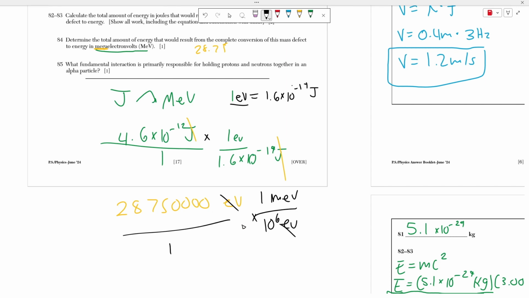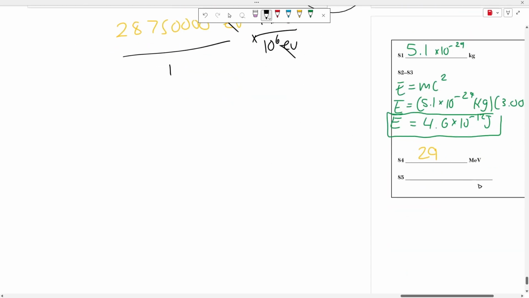And then finally, number 58 asks, what fundamental interaction is primarily responsible for holding protons and neutrons together in an alpha particle? So protons and neutrons are located where? They're located in the nucleus. Okay, and the force inside of the nucleus that holds it together is called the strong force. Okay, so that's all you have to write here. Strong force. That's the force that's holding the nucleus together.